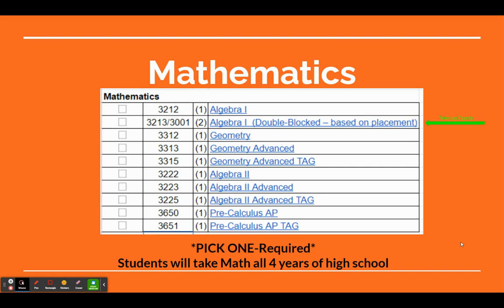If you're sitting in Algebra 2 as an 8th grader, you're going to be taking our AP Pre-Cal or AP Pre-Cal Tag if you have Tag Math Services. Again, these classes are taught at the same time, same teacher, no difference. So everybody go ahead and pick your math.